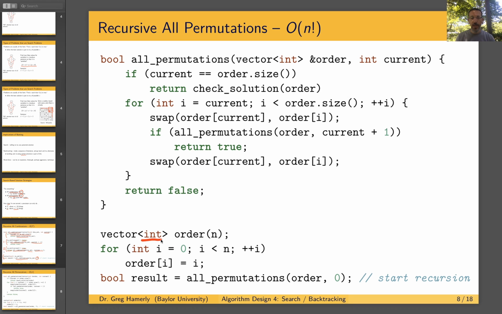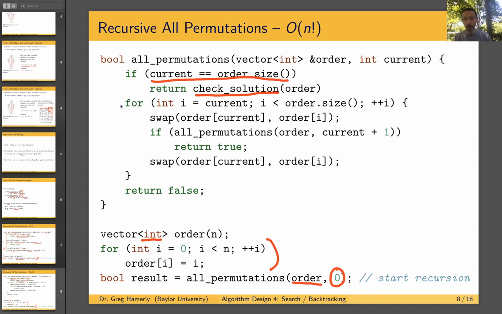We have a vector of, say, integers, not booleans, and there are n of them, and we're going to fill the vector with values 0 through n minus 1. And then we're going to start our search by passing in the order and starting with index 0, the first one. So again, our base case is if we've reached the end of the array, then we'll check the solution, however that happens, and return that value. So we can stop at that point.